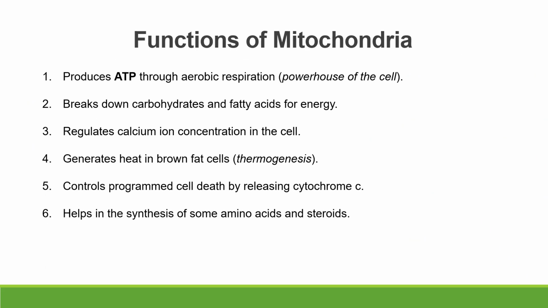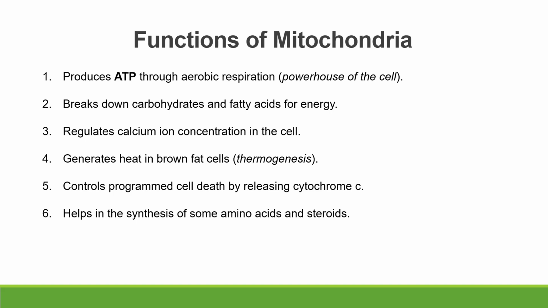So what are the functions of mitochondria? First of all, it helps in producing ATP through aerobic respiration. That's why we call it the powerhouse of the cell. So now you can answer why the mitochondria is called the powerhouse of the cell: because it produces ATP through aerobic respiration. And it helps in breaking down carbohydrates and fatty acids for energy.